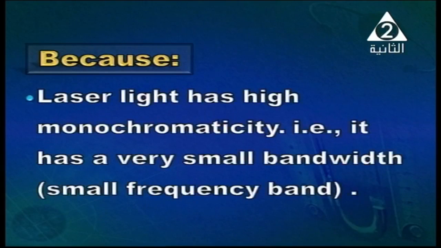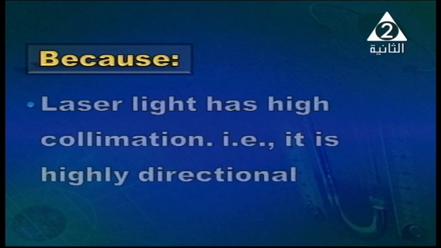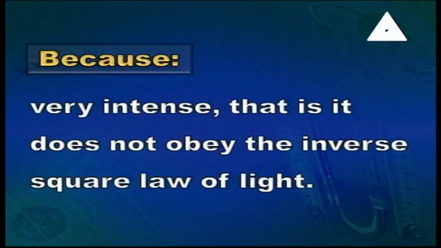First of all, laser light has high monochromaticity. That's to say, it has a very small bandwidth, a small frequency band. Laser light has high collimation. It is highly directional. Laser light is coherent. That is to say, photons of laser light are in phase. So laser is very intense. That explains why it doesn't obey the inverse square law of light.